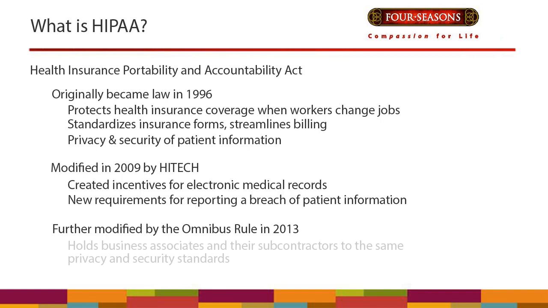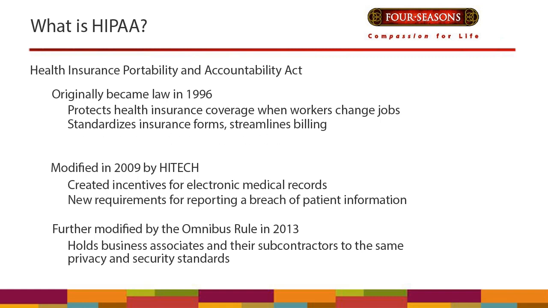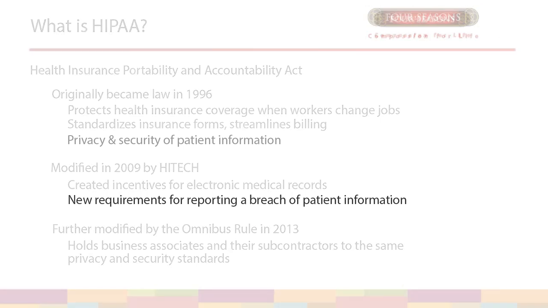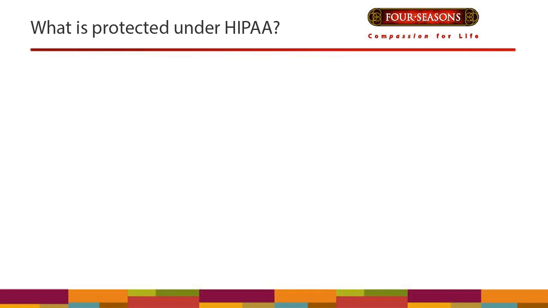And the Omnibus Rule further ensures that the people that we do business with, anyone who handles our patient information, will also be held accountable to the same standards of privacy and security. So the focus of this presentation is the part of this law that is directly under your control, the privacy and security of patient information. This law is not optional. As a covered entity under this law, we must comply with all parts of the rule. We're going to take a look at what sort of information is protected under HIPAA.